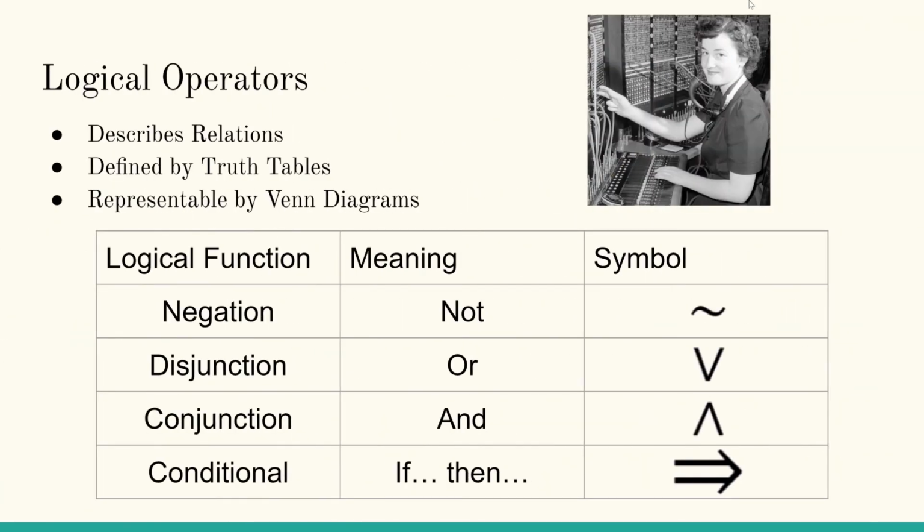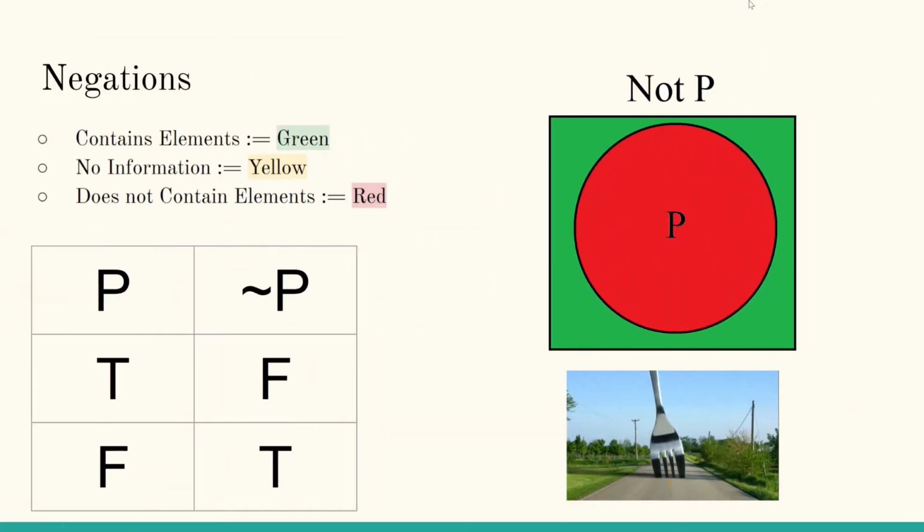In an inference, we often use logical operations to describe a relation between statements. Operators are defined by truth tables that consider all possible truth values of each statement. We can visualize operators with Venn diagrams. The negation operator flips the truth value of the statement. For example, if there is a giant obstruction on the road, you cannot drive. However, if there is not a giant obstruction on the road, you can drive.